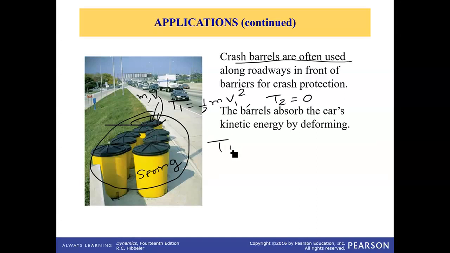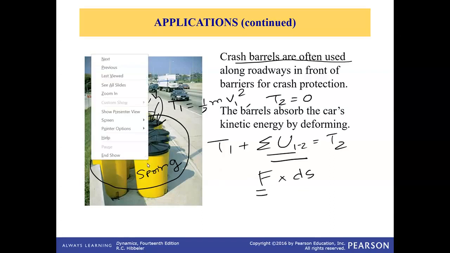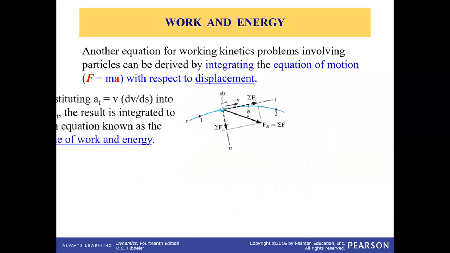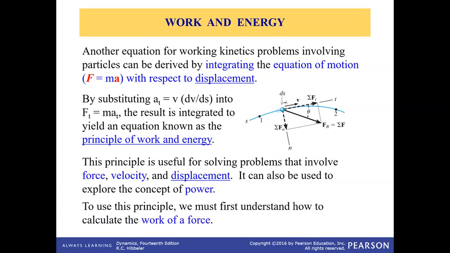So based on the equation T1 plus sigma U equals T2, we can calculate the work done by the spring, by these drums. And that work done has force times displacement in it. So depending on how long these barrel barriers are, or how much we want them to get compressed during an accident, we can calculate the required force that they need to absorb. And based on that, we can design the barrel barrier spring coefficient. Okay, so this is a practical application of work done. Now, that's the same slide that we have seen previously about the work done.